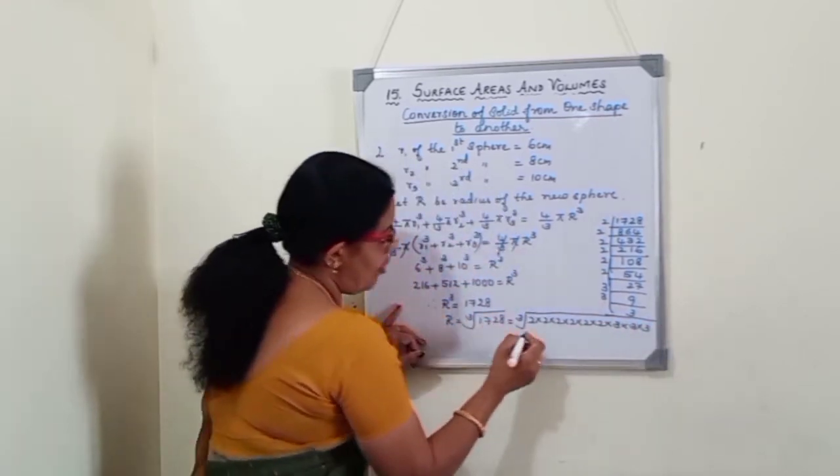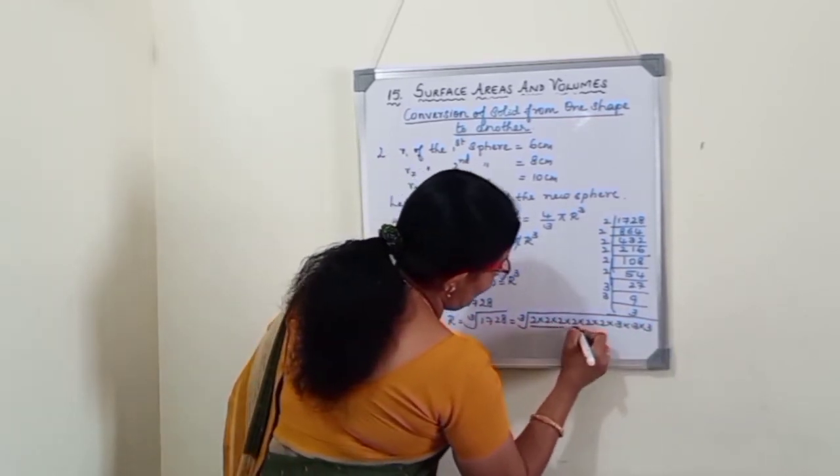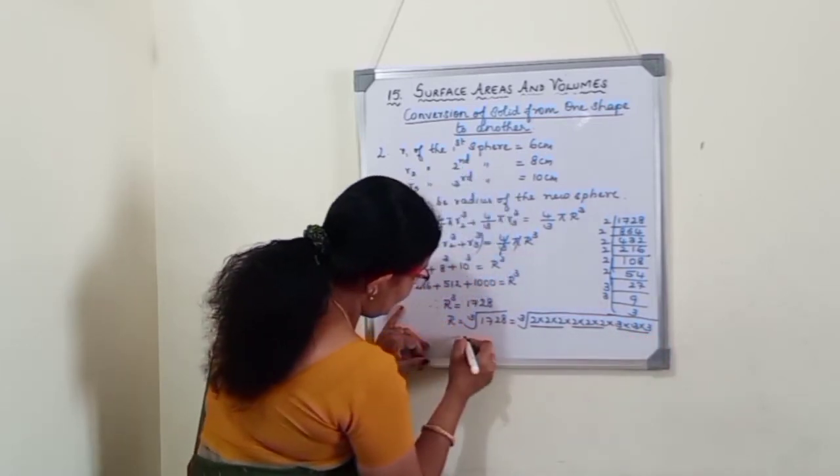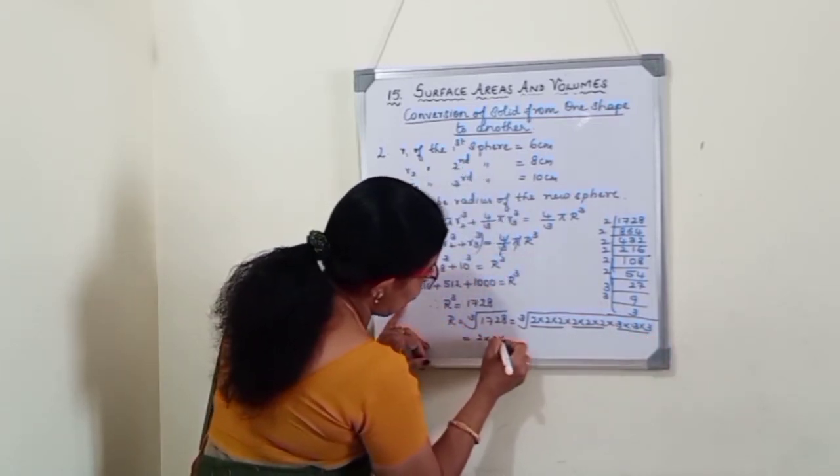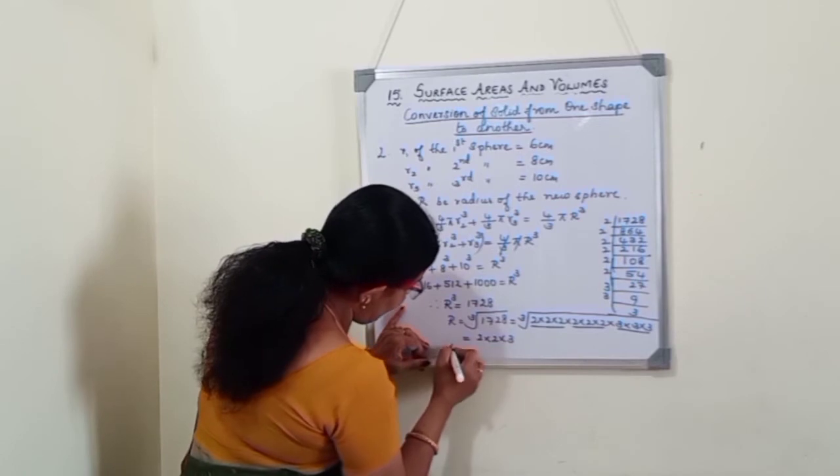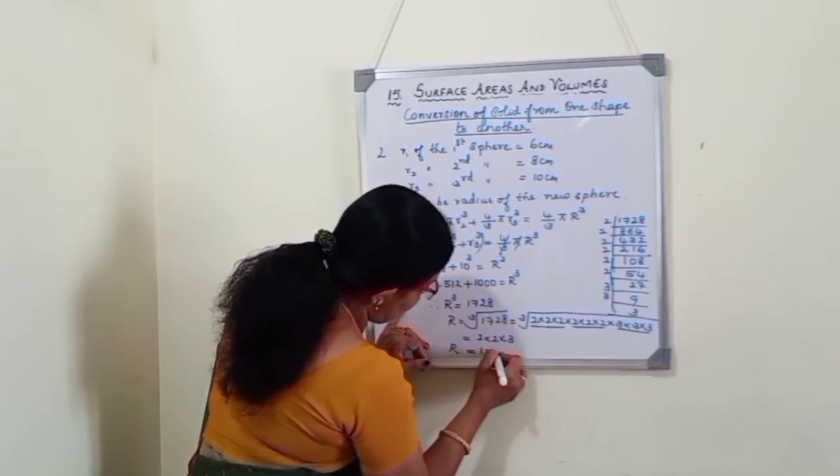Cube root means from 3 similar numbers we will take one number out. So here 2 into 2 into 3. So the radius of the resulting sphere is 12 centimeter.